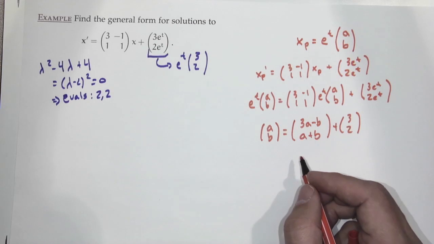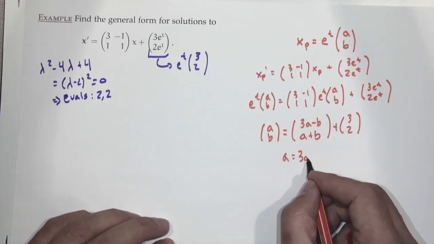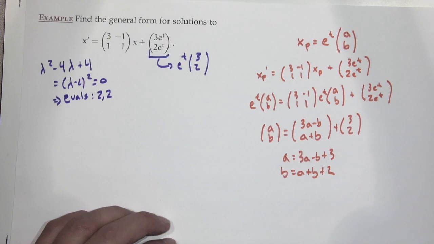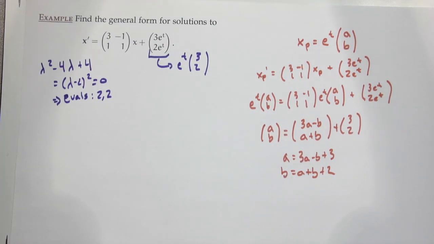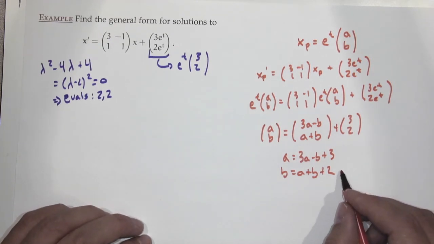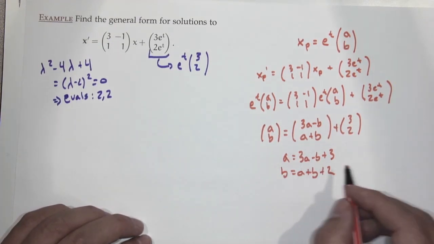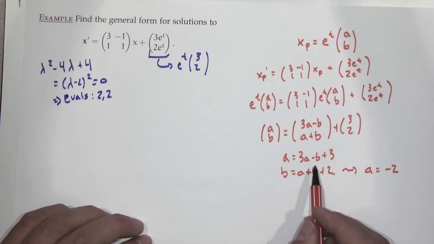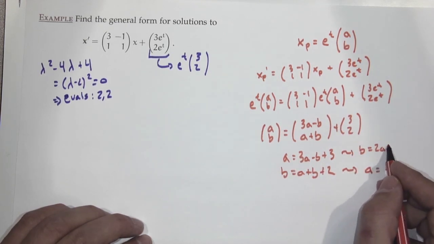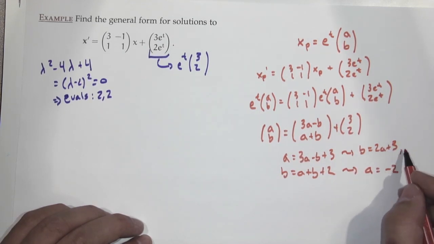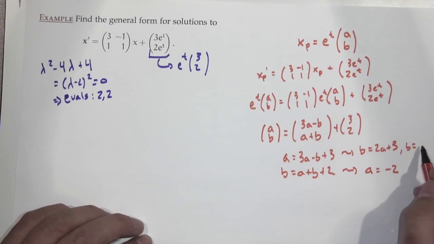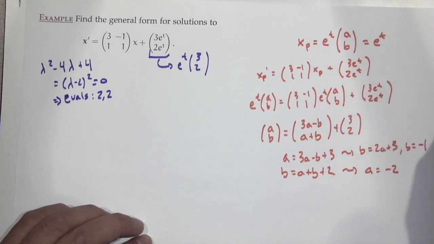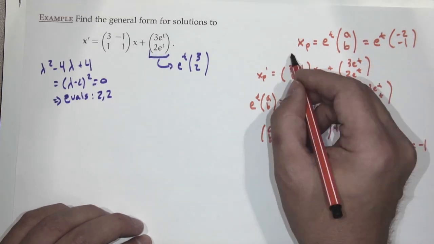Or, that would say what? A equals 3a minus b plus 3, b equals a plus b plus 2. Can we solve for a or b? What is a? A is negative 2. Okay, so if you come here, this one says b equals 2a plus 3. So what is b? Minus 1. So that says our particular solution is e to the t times minus 2, minus 1.